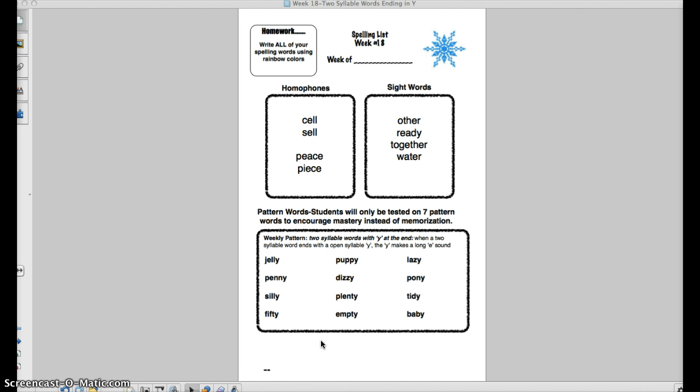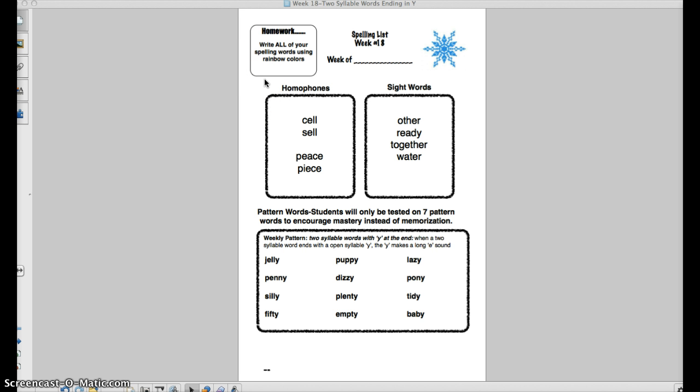Okay, if you want to go ahead and write the date down for the week, it's listed on the board. Go ahead, pause this, and write the date down so that you know what week we are doing the spelling list for. Okay, up in the corner, we have our homework for the week.